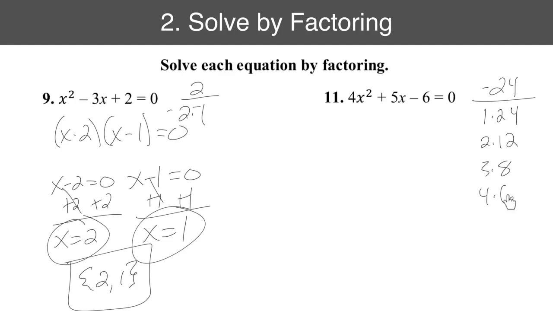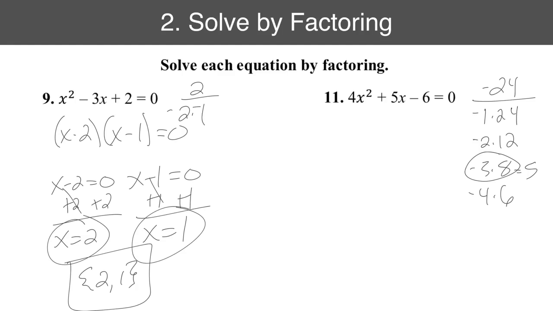Now we're going to figure out what combination of these factors will give us 5 in the middle. But one of them needs to be negative. To get this negative 24, one of these needs to be negative. So what I like to do is just go down one side of my factors and put negatives in them. Then I start adding them together to see what combination will give me positive 5. So negative 1 plus 24, that'd be 23. Negative 2 plus 12, that would be 10. Negative 3 plus 8 would be 5. So that is what we need. So here are my two factors.